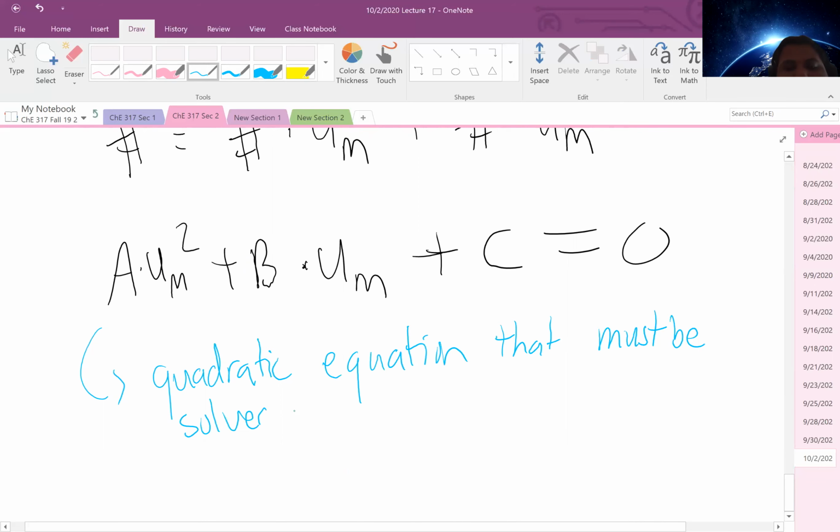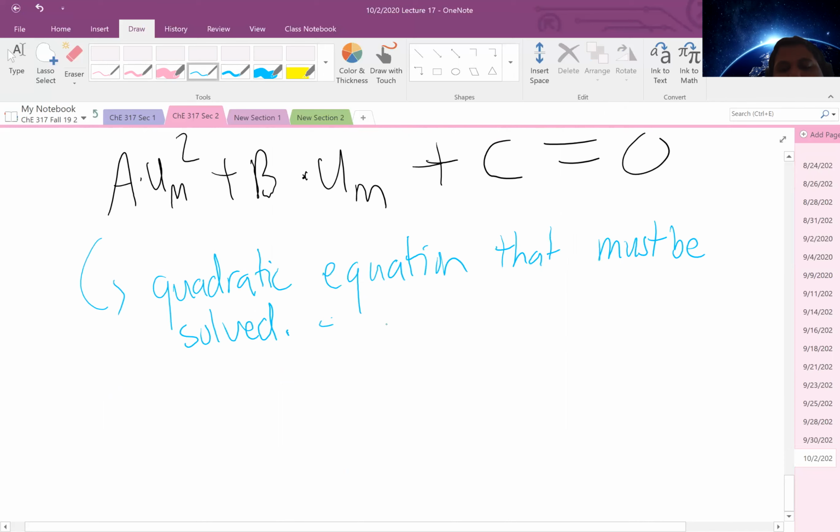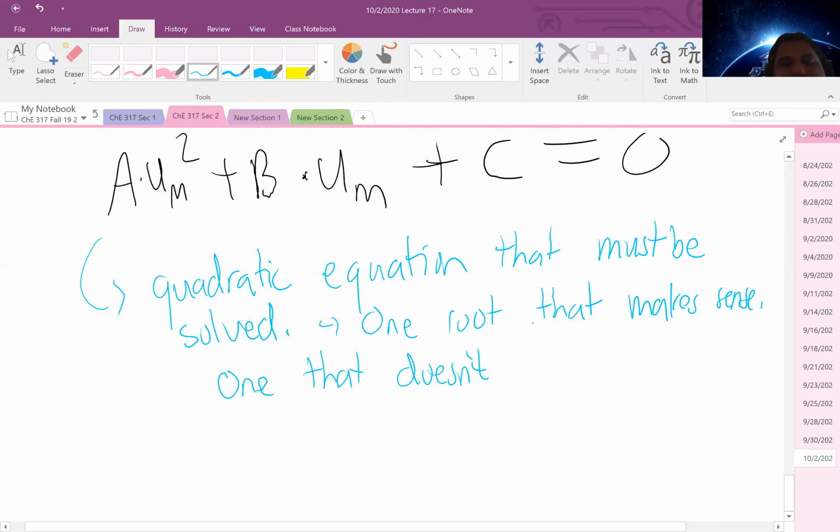All right, and for this equation, you typically end up with one root that makes sense, and one root that's negative. And so your solution is going to be the root that is a positive value.